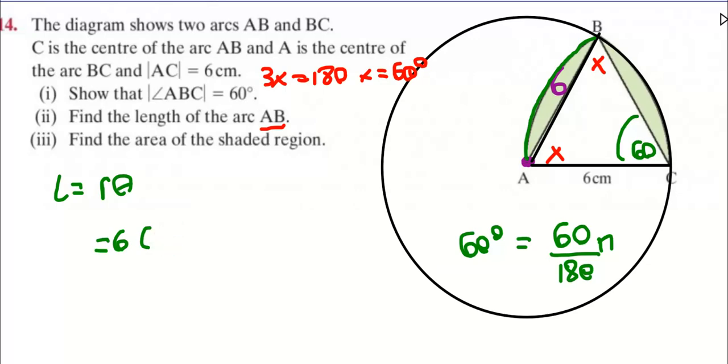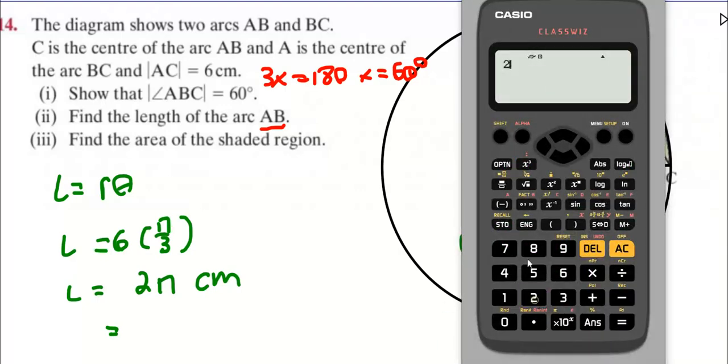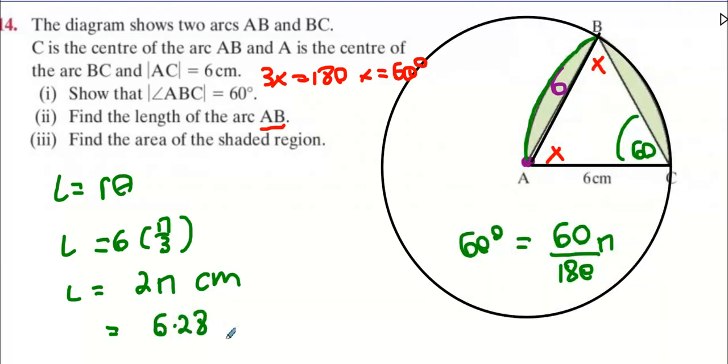Okay. And lads, what's 60 over 180? Pi over 3, is it? And the length of the arc is just going to be what? Everybody get pi? 6 times pi over 3? 2 pi. And what's the length? It's in centimeters, is it? 2 pi centimeters. If you want to convert that into a decimal, you're more than welcome. 6.28. We all good? So I've done part one and part two.